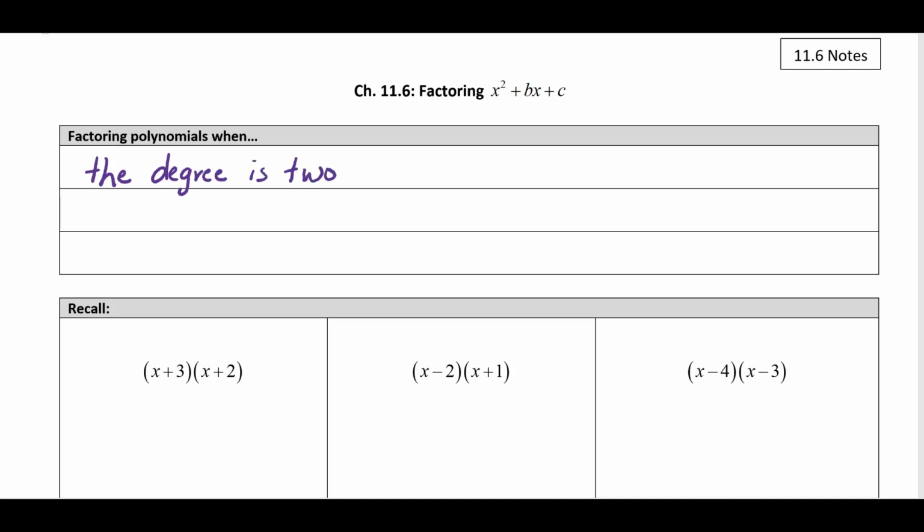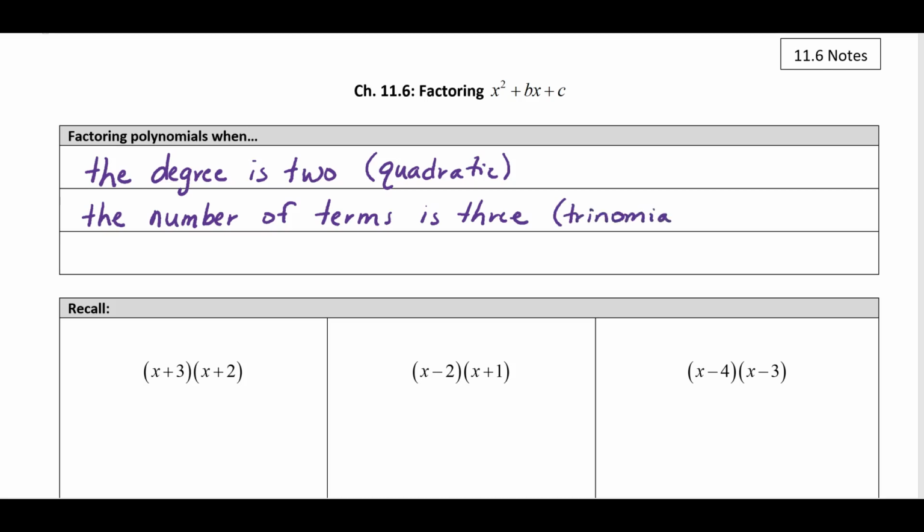Now, if you can recall, I've told you that a second degree polynomial has a special name, and that is a quadratic. Okay, now the second stipulation that we're going to look at today is that it's going to be a 3-term polynomial. So the number of terms will be 3. And a 3-term polynomial is called a trinomial. So we're going to be looking at a trinomial that is a quadratic.